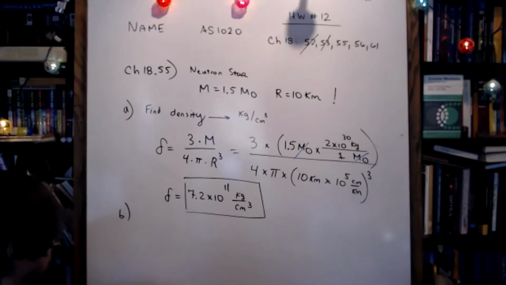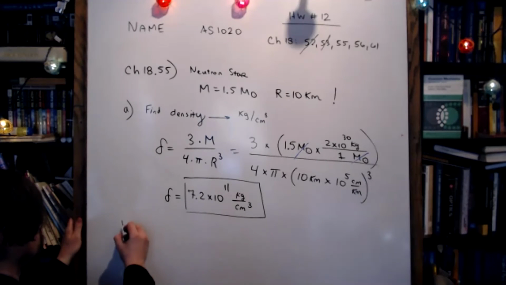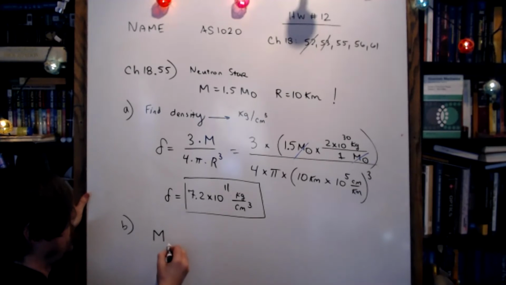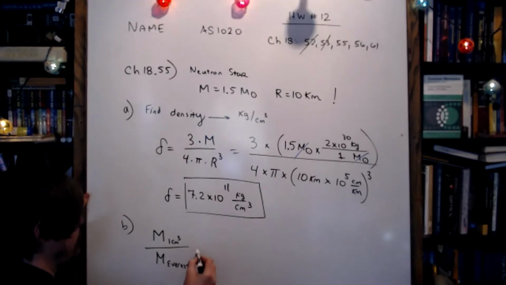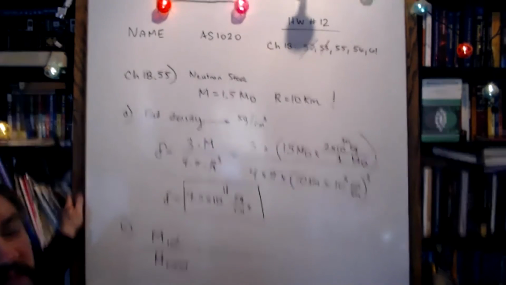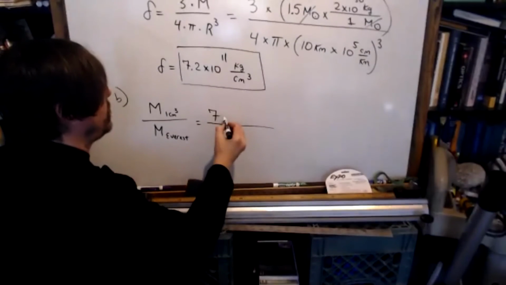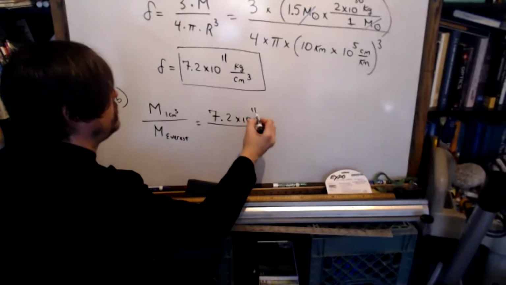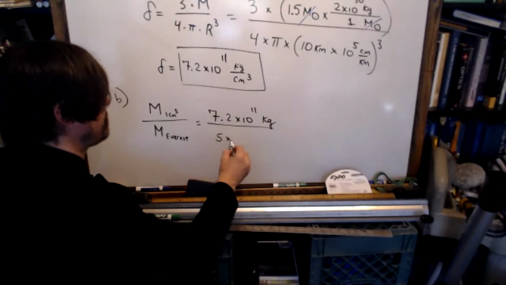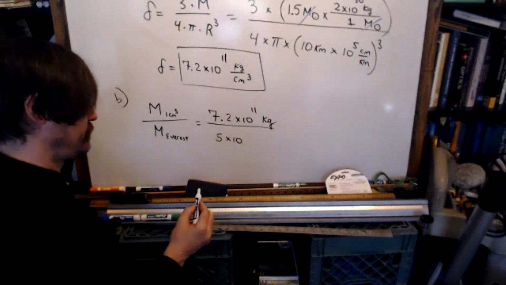Compare the mass of 1 centimeter cubed of neutron star material to the mass of Mount Everest, which is approximately 5 times 10 to the 10. The mass of 1 cubic centimeter of neutron star over the mass of Everest. If it's 7.2 times 10 to the 11 kilograms per cubic centimeter, then 1 cubic centimeter will be 7.2 times 10 to the 11 kilograms. And what do they give us for Everest again? It's 5 times 10 to the 10.